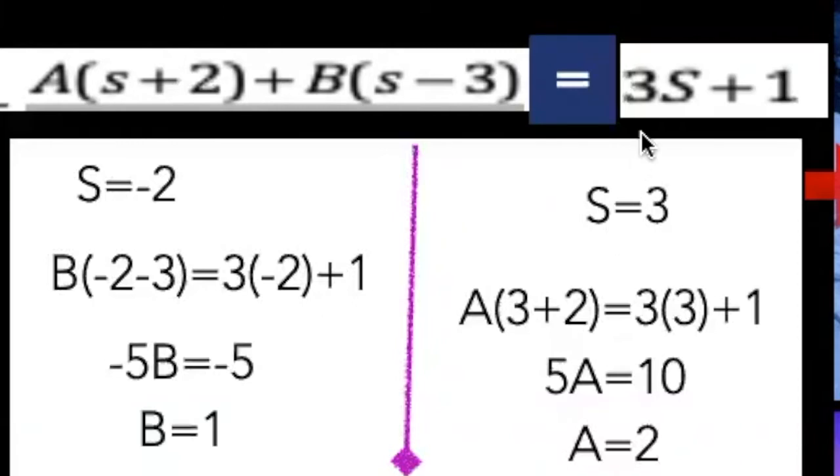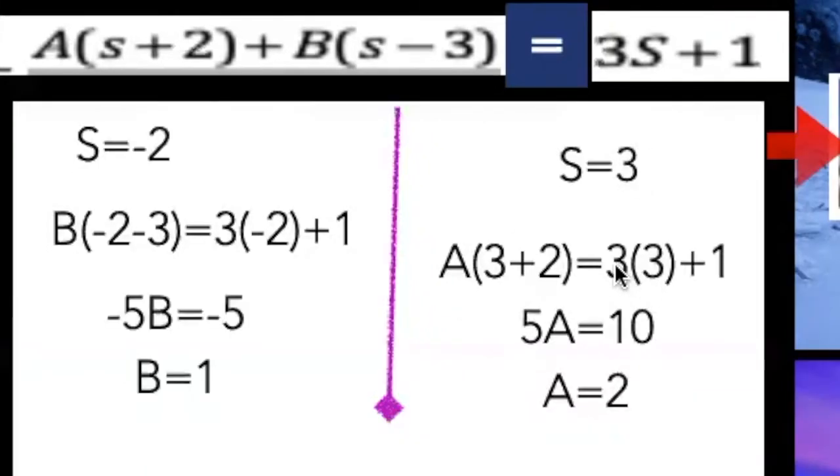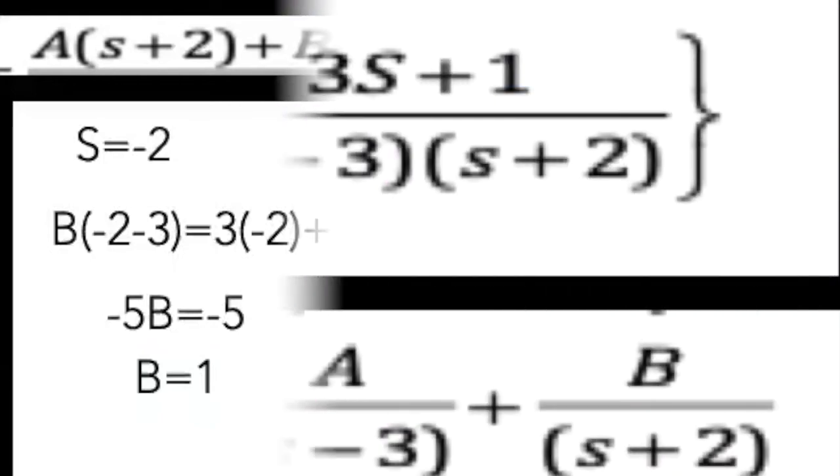Then we have s equals 3, replace 3 here. So what we have, this is gone. So we have 3 plus 2, that's 5. 3 times 3 here plus 1, 10. And this is 5a, and divide both sides by 5, so a is equal to 2.